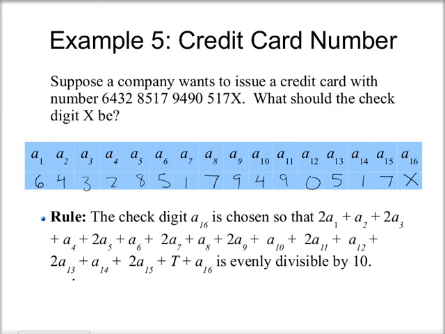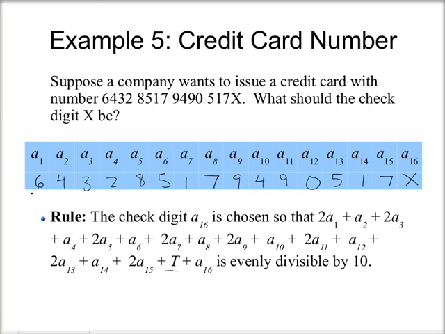So we need to follow this rule, and the first thing we need to do is figure out what T is. So remember we said that T is the number of digits that are larger than 4 in odd positions. So we're going to look at all the odd positions.